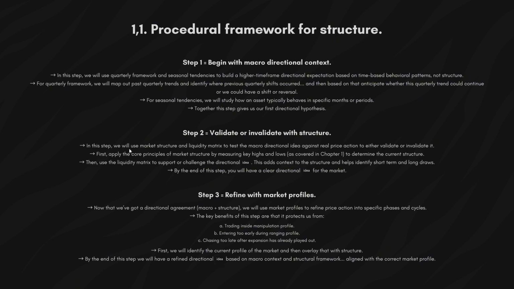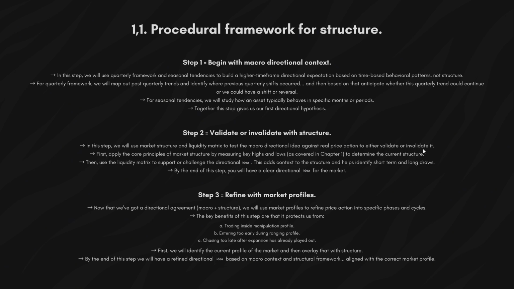And then within this step, we will use market structure and liquidity metrics to test the macro directional hypothesis. Okay, the slide says macro directional idea here, but this should have been hypothesis. I should have removed this word, but let's just ignore this. So what I was saying is that we will test the macro directional hypothesis against real price action to either validate it or invalidate it. Okay, and if it's validated with the help of structure and liquidity metrics, then that hypothesis will be used to add clarity to our analysis, or you could say that it will be used to add conviction to your idea.